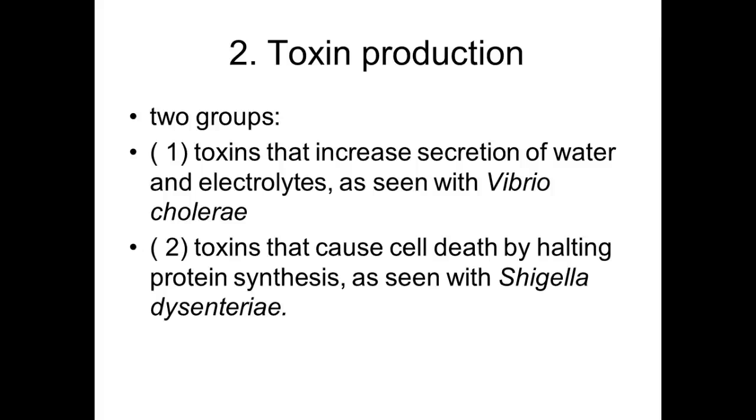And then the really bad news when it comes to diarrheal diseases is that once they've attached and colonized and established residency, a lot of them produce toxins. So there's two main groups of types of toxins. There's toxins that increase the secretion of water and electrolytes, as is seen with Vibrio cholerae. And so this contributes to the diarrhea, right?